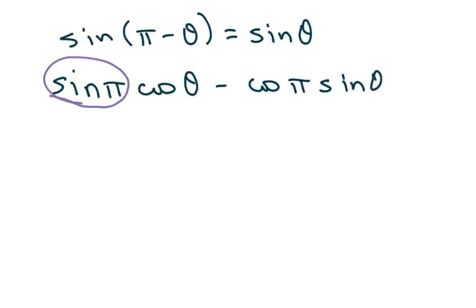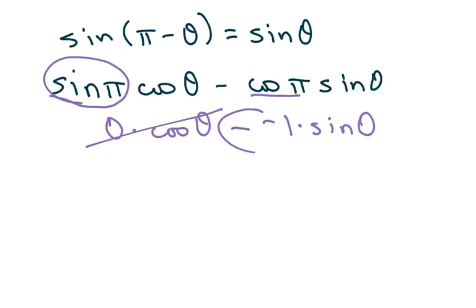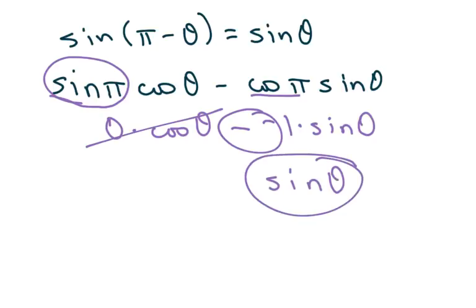Sine of pi is 0 times cosine of theta minus -1 times sine of theta. Well, that's just 0. Two negatives make a positive. So you're left with 1 times sine of theta, which is sine of theta. Okay, we have two more here.